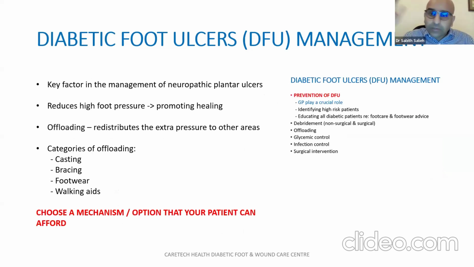Okay, so diabetic foot ulcers, going back to our initial slide. We've talked about prevention and debridement. Offloading is extremely important, especially when it comes to neuropathic ulcers. That is a key factor. And there are different categories of offloading: casting, bracing, footwear, walking aids. Some of us use very bulky dressings also to offload. The most important thing I wanted to highlight here is to choose a mechanism and option that your patient can afford. We have to always consider that.